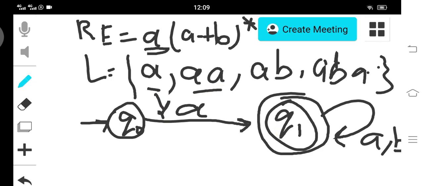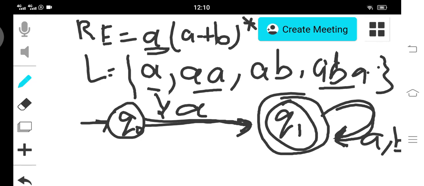We apply the second substring on a. It goes to q1, which is the final state. Then any combination of a, b. We apply the third one on a. It goes to the final state, and for a, b we have a loop, b loop, a loop. So it is still in the final state.